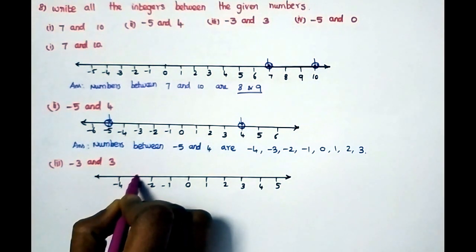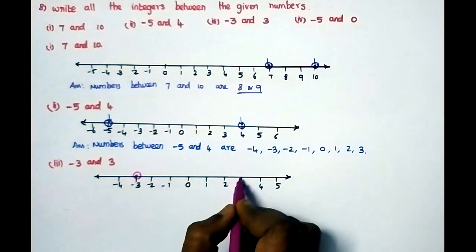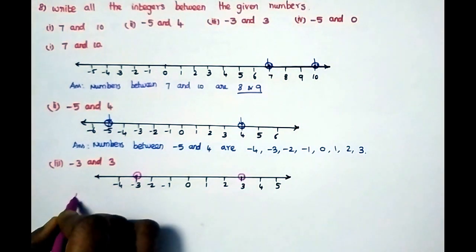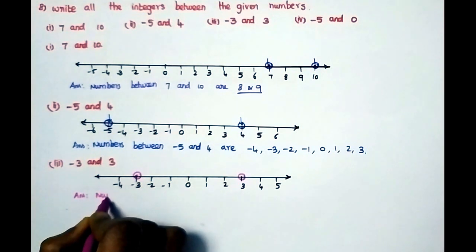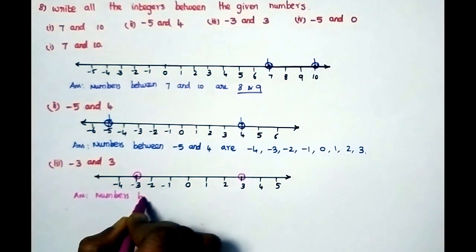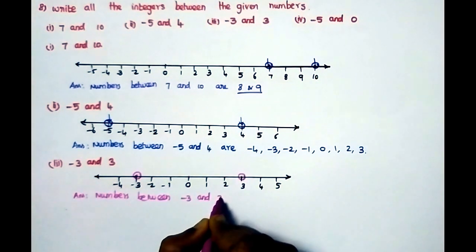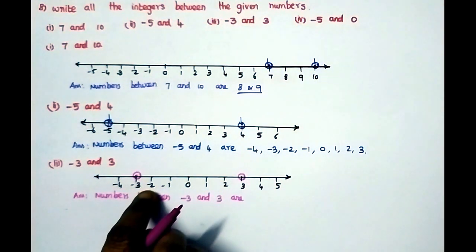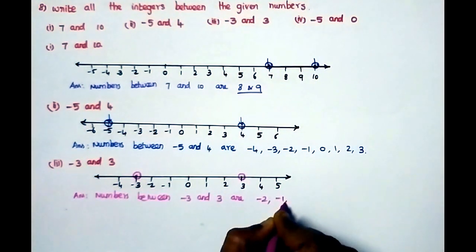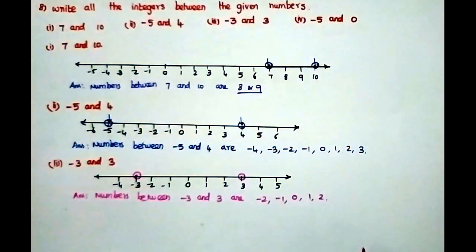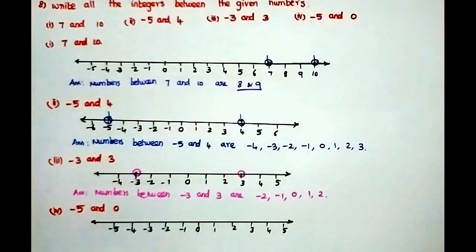Third subdivision, minus 3 and plus 3. So first mark minus 3 and plus 3 here. Answer, number between minus 3 and plus 3 are, what are the number? Minus 2, minus 1, 0, 1, 2. That is the answer. Next subdivision, minus 5 and 0. Mark the point minus 5 and 0. What are the numbers in between?